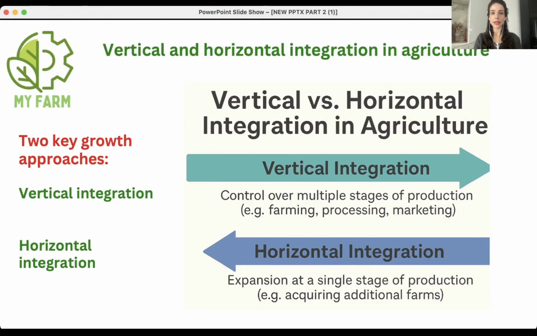Well, right now, let's focus on two key growth approaches, which are known as vertical and horizontal integration. These are two distinct strategies used by agricultural businesses in order to grow, increase efficiency, and strengthen market position.